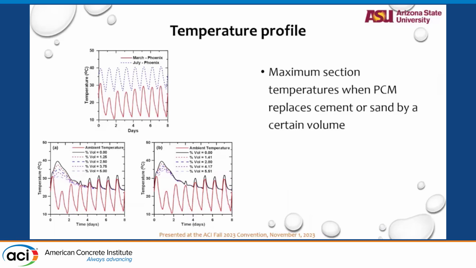Again, what we can see is that the temperature, which goes up to 40, can be reduced by an inclusion of 5% volume. It got decreased to about 35 degrees Celsius, so the 5% gave us around a 5 degrees Celsius decrease in the temperature range.